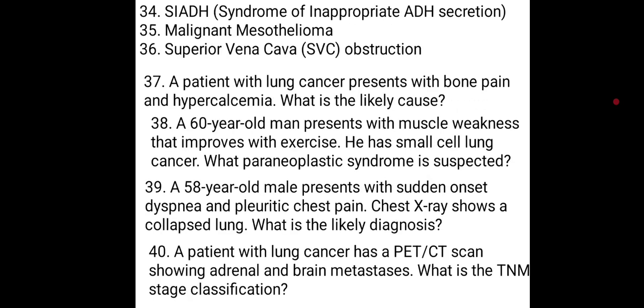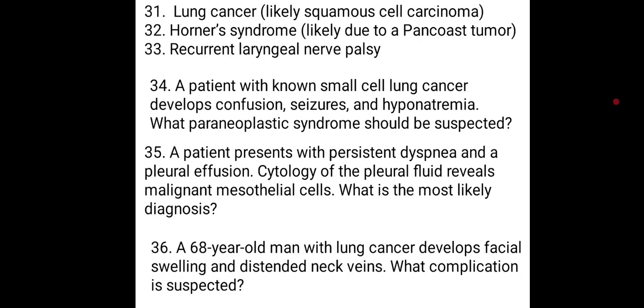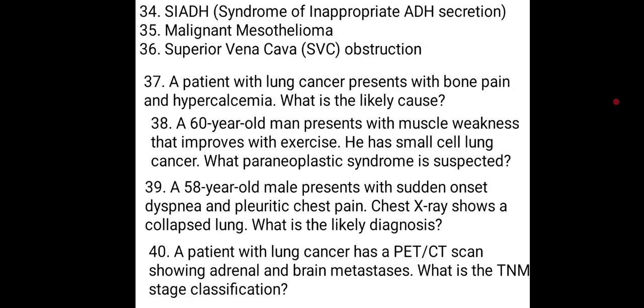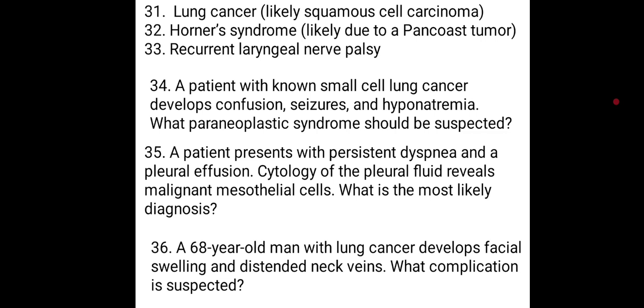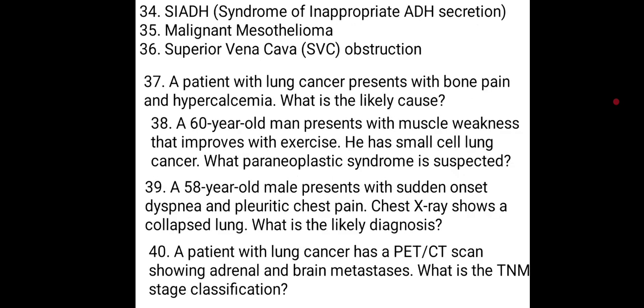And 35 is malignant mesothelioma. A patient presents with persistent dyspnea and pleural effusion. Cytology of the pleural fluid reveals malignant mesothelial cells, and the likely diagnosis is malignant mesothelioma. 36 is superior vena cava obstruction. A 68-year-old man with lung cancer developed facial swelling and distended neck veins. What complication is expected? That is superior vena cava syndrome or obstruction.